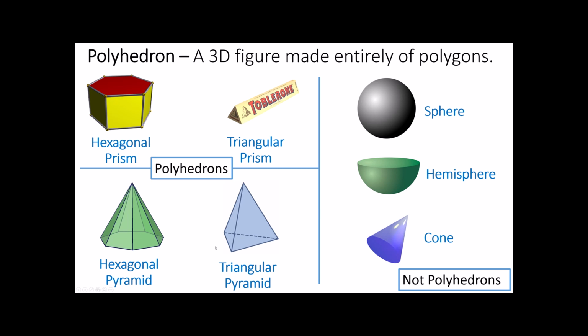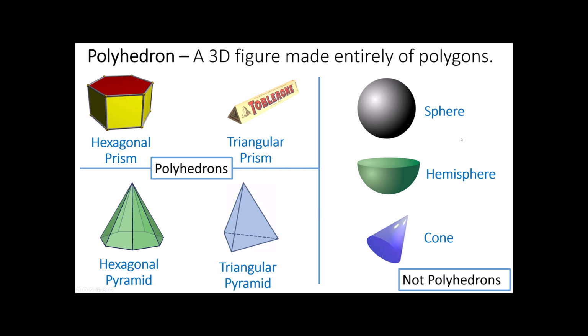Down at the bottom, we have a couple of pyramids. You have a hexagonal pyramid because the base, 1, 2, 3, 4, 5, 6, is a hexagon, and all the other sides are triangles. You've got a triangular pyramid because you've got a base that's a triangle, and then all the other sides are also triangles. The formal name for this is actually a tetrahedron. We'll mention that again later. But all of these would be polyhedrons because they're made up of polygons.